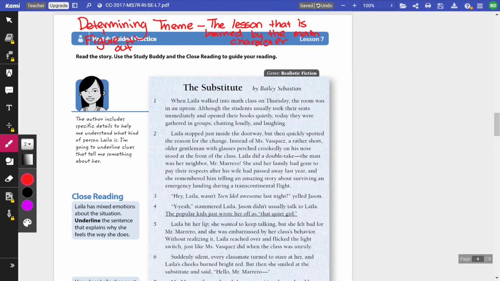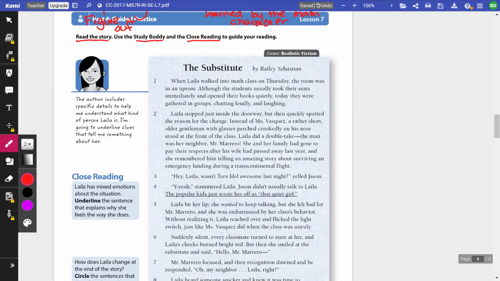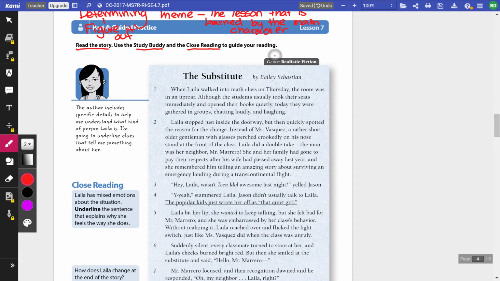Now that we've done that, let's go ahead and read the directions and see what this page wants us to do. Our directions say read the story, use the study buddy and the close reading to guide your reading. So that tells me we're going to get ready to look at the text. At the top of the text, it tells us the genre, and the genre of this is realistic fiction. Everything that we have looked at for this lesson has been realistic fiction. Hopefully by now you are comfortable with identifying realistic fiction, but if you're not, let's talk about it one more time.